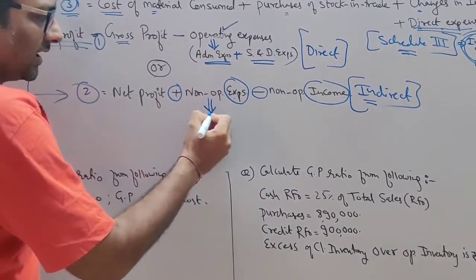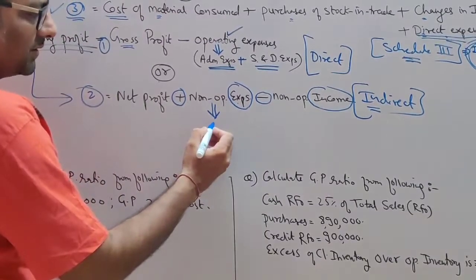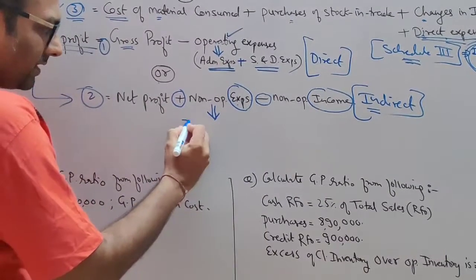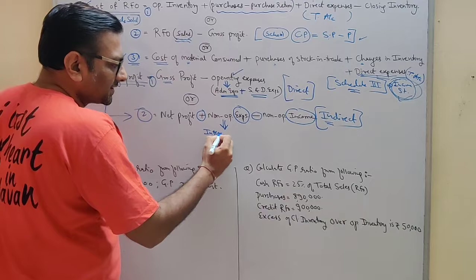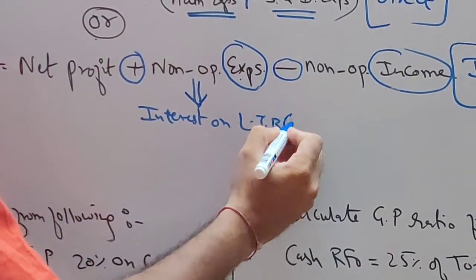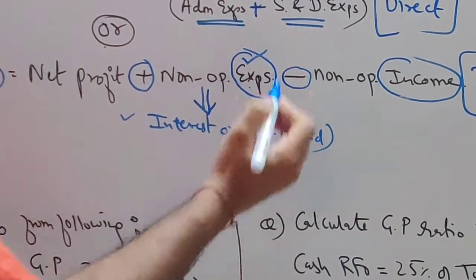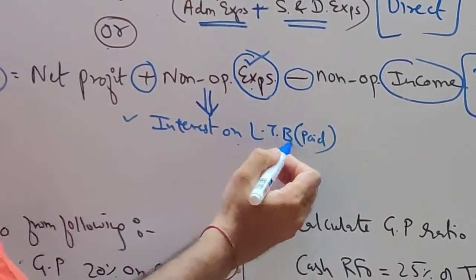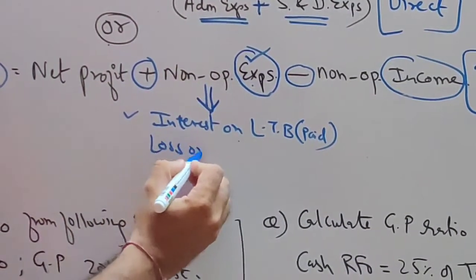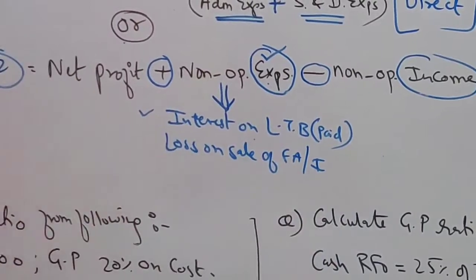Now you will ask what comes under non-operating expense. There are two items under this, students. One is interest on long-term borrowing. Long-term borrowing you pay, so this is interest paid. That's why it is an expense. The second item is loss on sale of fixed asset or investment.